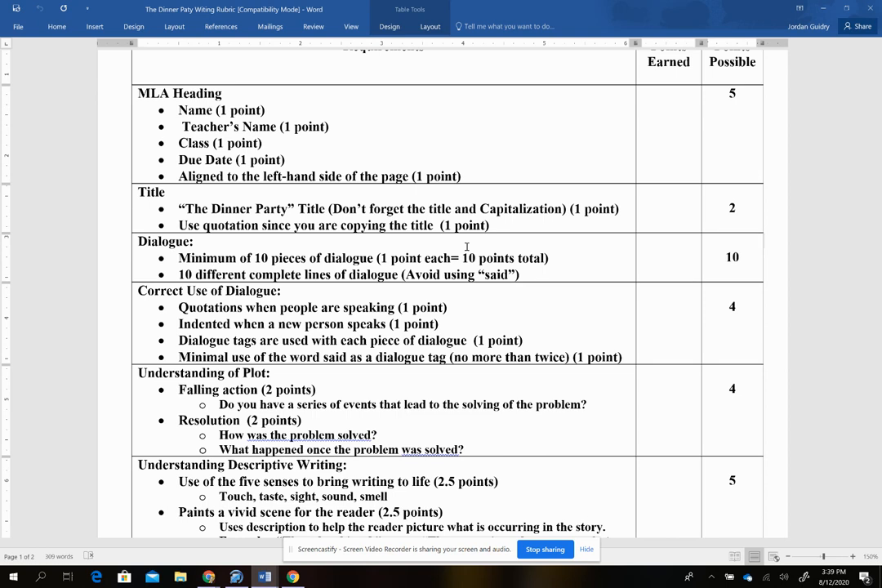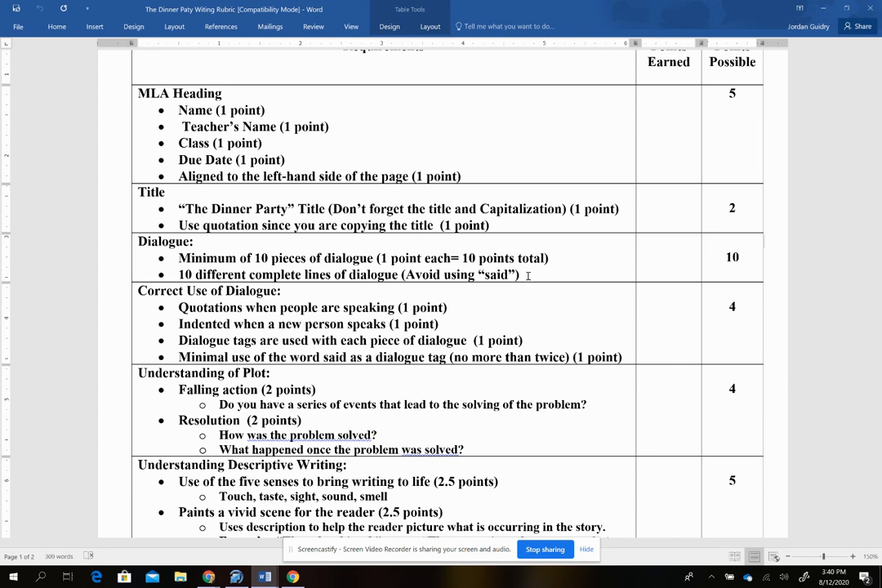Dialogue, you have a minimum of 10 pieces of dialogue. This is where characters are speaking, and it's 1 point per piece of dialogue, which is 10 points total. And then I just have a little note here. It says you should have 10 different complete lines of dialogue, and you should try to avoid using the word said. So that's 10 points. Correct use of dialogue. Quotations when people are speaking. So making sure that you have quotations around your dialogue every time is 1 point.